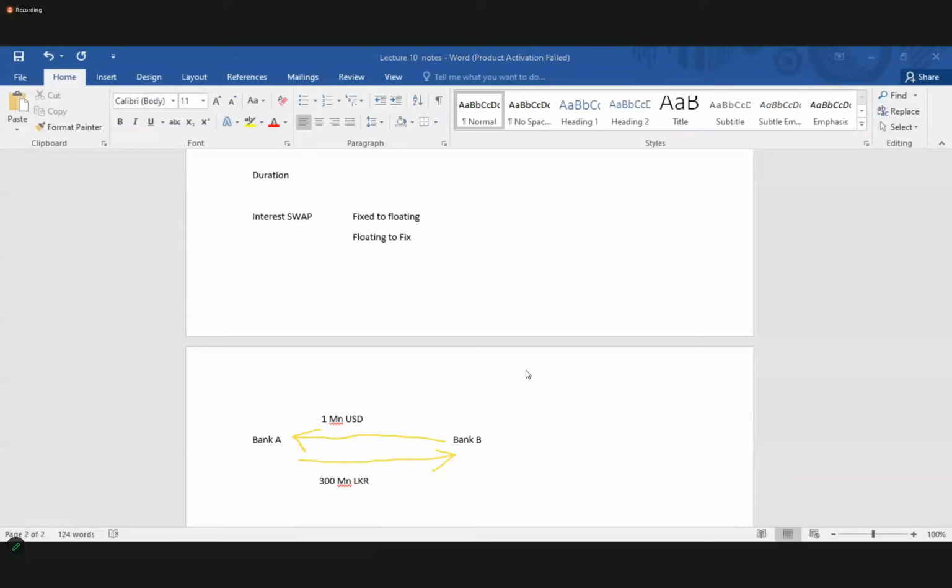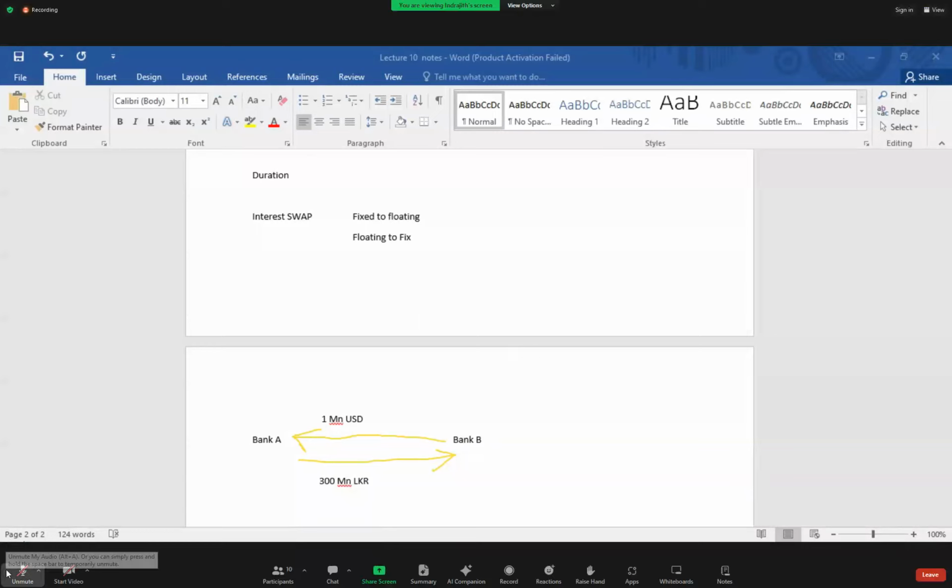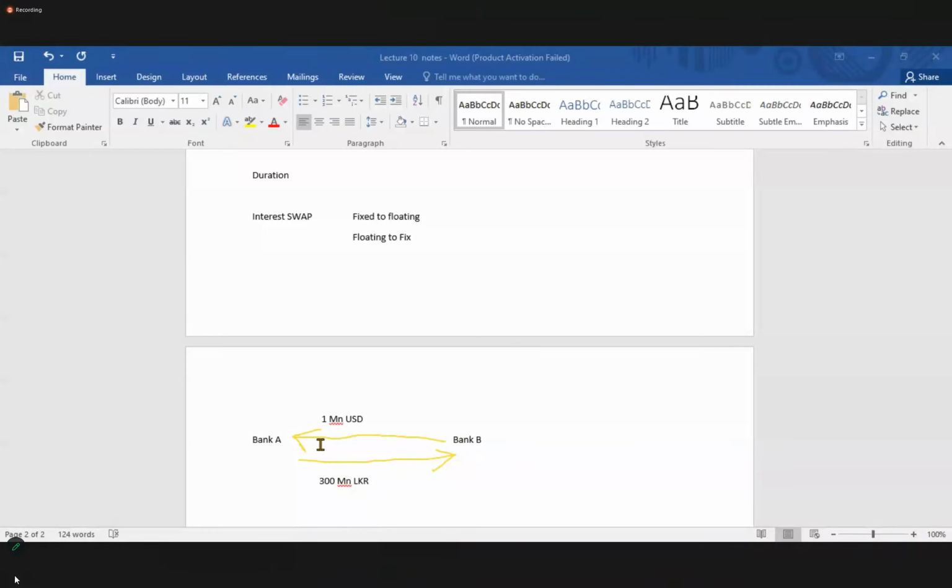Otherwise, there is no point, then we will not be complete in our understanding. Right? So, do you understand that or not? Understand, sir. Okay, good. Yeah, so that is settlement risk.